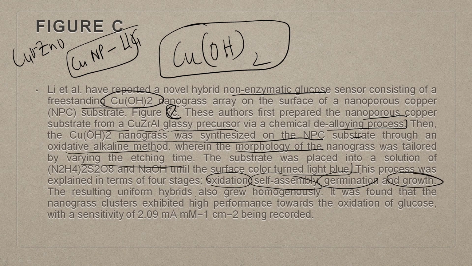The resulting uniform hybrid also grew homogeneously. It was found that the nanograss cluster exhibited high performance towards oxidation of glucose, with a sensitivity of 2.09 milliampere, the highest recorded till this date.